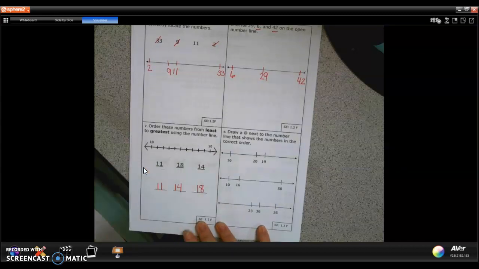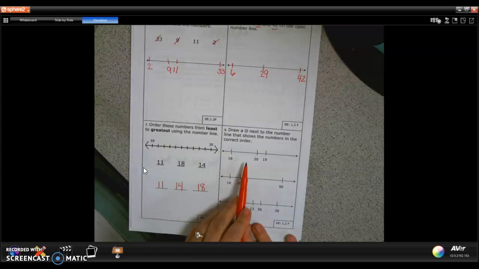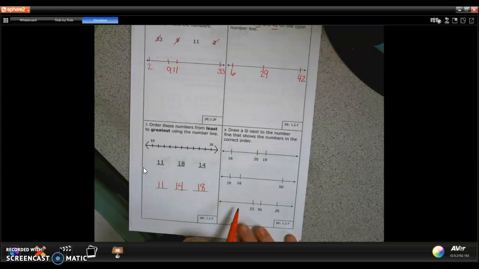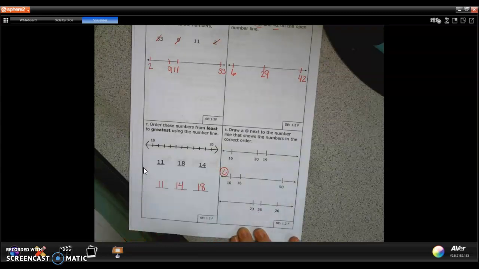Now I'm going to draw a smiley face next to the number line that shows the numbers in the correct order. So I'm going to look. 16, 17, 18, 19, 20. Oh, nope, it goes 10, 11, 12, 13, 14, 15, all the way to 50. That works. 23, 36, 26. Uh-oh, this has 3 tens, this has 2 tens, so I know it can't be that. So my smiley face is going to go on the second picture.